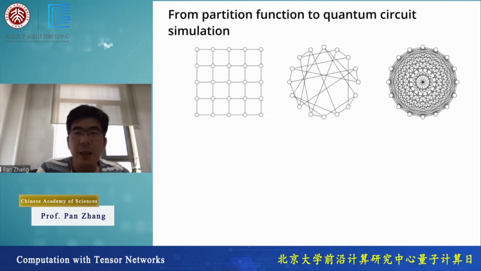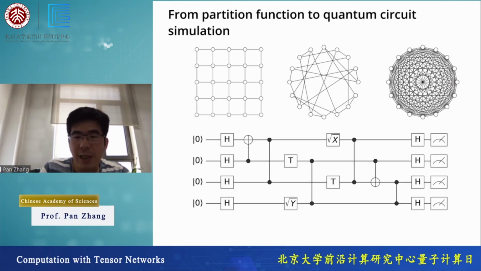Now, if we could make the assumption that the interaction matrices connecting two variables in the statistical mechanics problem are no longer real, and we could take complex numbers, then this problem would be very similar to the quantum circuit simulation problems. Given this initial state and final state, we want to estimate the amplitude of a specific basis vector in the final state.